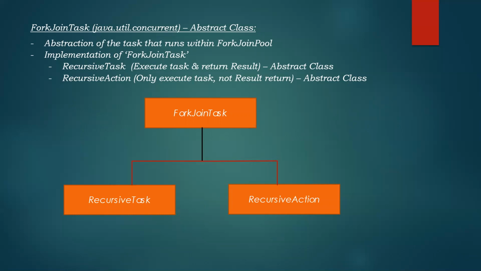RecursiveTask is an abstract class which is used to execute a task and return the result. But in case of RecursiveAction, your task is executed, but it never returns a result. So the purpose of RecursiveTask and RecursiveAction is different. Whenever you need the result to be returned back to your main task, you can use RecursiveTask. In a scenario where you don't need the return value, you can go for RecursiveAction.